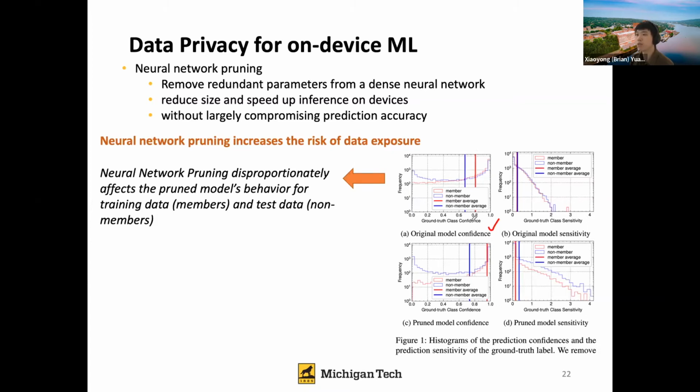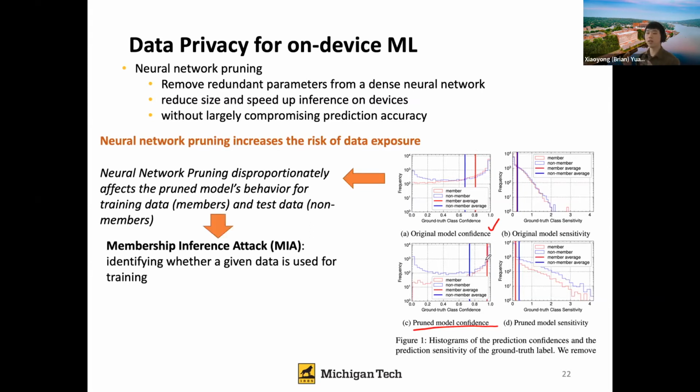But after we do the neural network pruning, in figure C we find that the difference between these two lines increased. The gap between the training and the test data is increased. This distinct behavior between training and test data in the pruned neural network facilitated a widely investigated machine learning attack called membership inference attack, which tries to identify whether a given data is used for training.